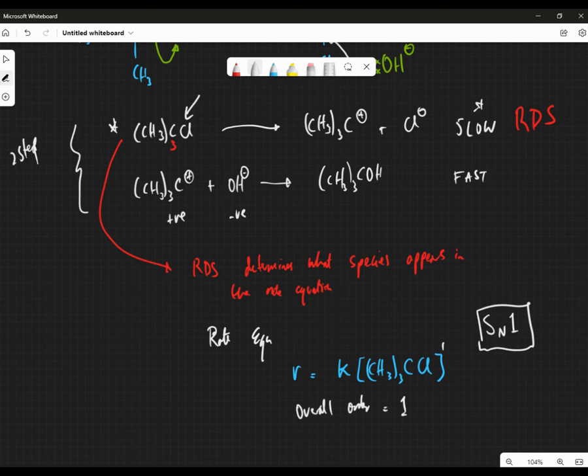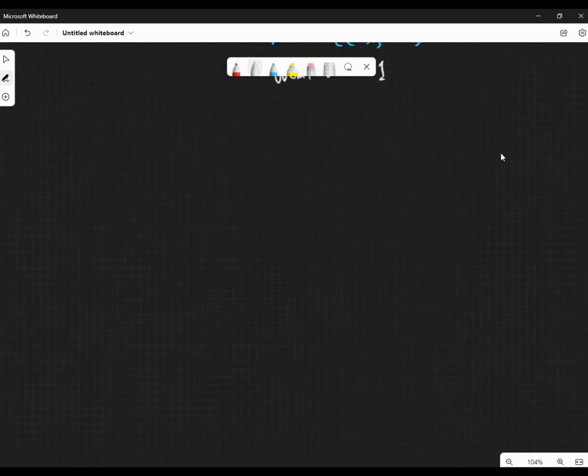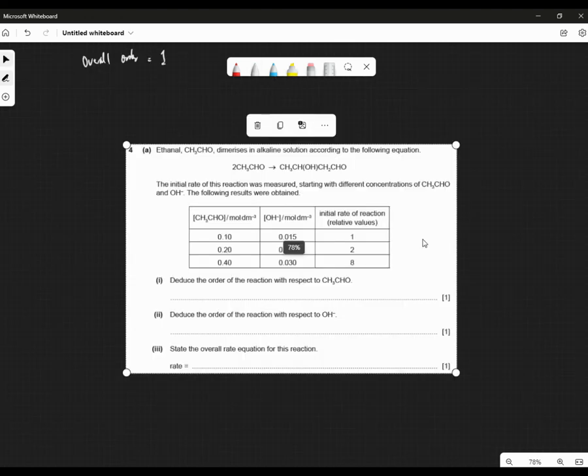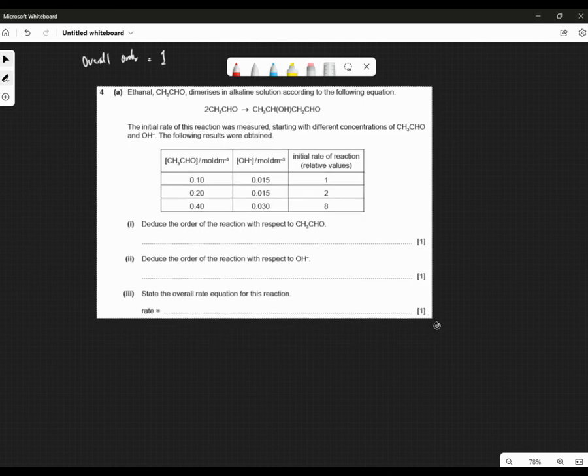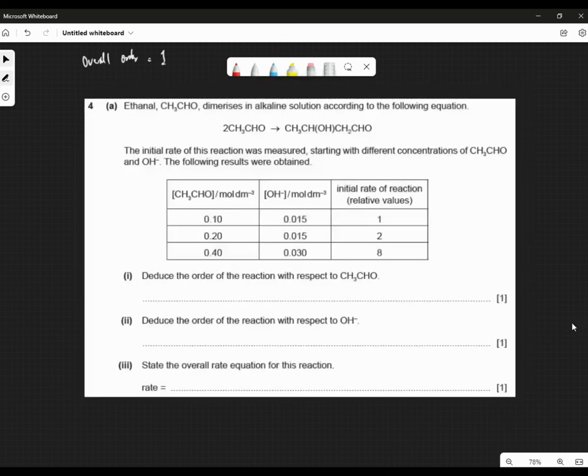Okay, so now I'm going to do a couple of examples. I think that's the best way to do it now. All right, this first example, if I can copy this and paste it here. There you go. I just do a nice equation here. All right, now I really would hope and expect that if you don't understand this video, you'll get back to me, because it's very important that you understand this. All right, so here we go. Ethanol dimerizes in alkaline solution according to that equation. The initial rate of the reaction was measured, starting with different concentrations of the ethanol and the OH minus ions. The following results were obtained.